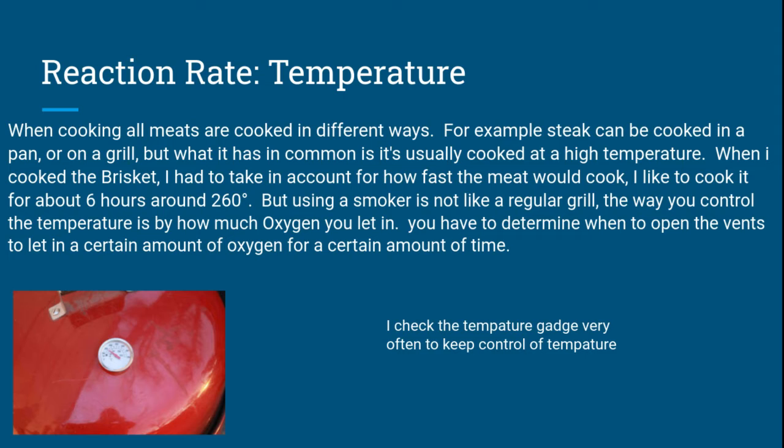But using a smoker is not like a regular grill. The way you control the temperature is by how much oxygen you let in. You have to determine when to open the vents to let in a certain amount of oxygen for a certain amount of time. Justin checked the temperature gauge every so often to keep control of the temperature.